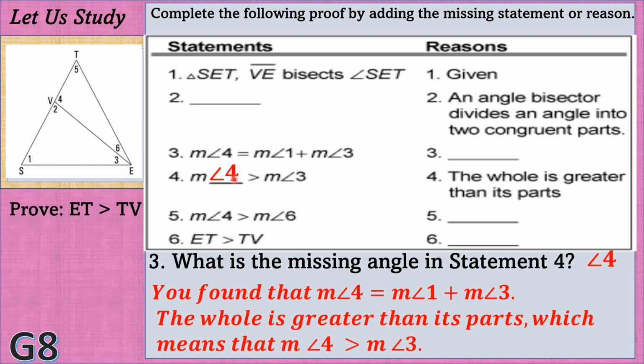Kaya, in the statement, we can say that the measure of angle 4 is greater than the measure of angle 3. Anong reason yan? The whole is greater than its part, which means that the measure of angle 4 is greater than its part, which is the measure of angle 3.